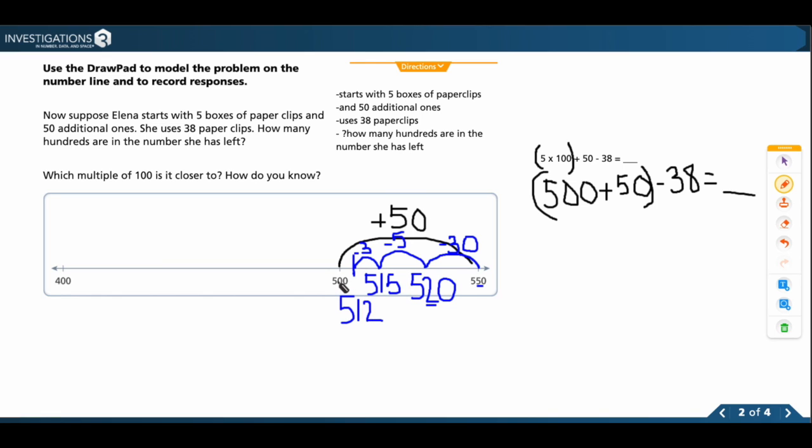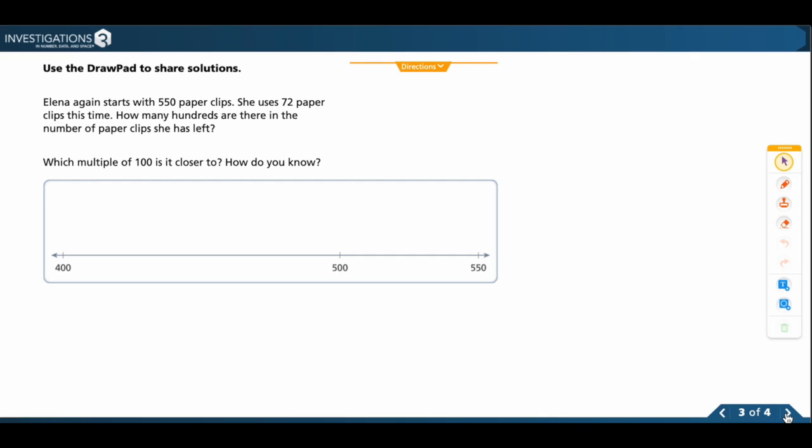I'm able to figure out that this answer is closer to 500 than 600 because I realized that since we're adding 50 and then taking away 38, which is less than 50, I'm going to be staying around my original number. Let's look at this next problem.